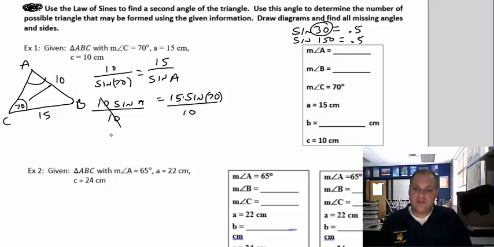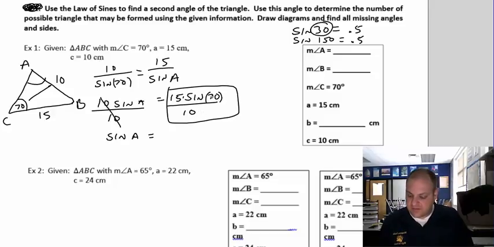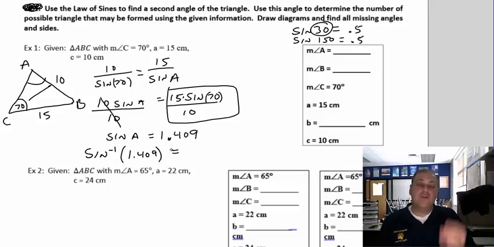Because I'm trying to get the sine A by itself. So it's sine A equals this guy right here. And that, put in your calculator, 15 sine 70 divided by 10 is 1.409. Now, in your calculator, you'll type in second sine, sine inverse, 1.409.